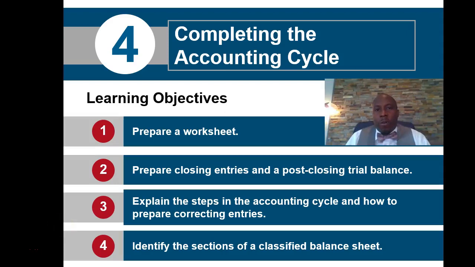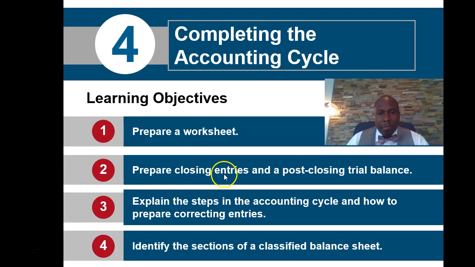Chapter 4 focuses on completing the accounting cycle. We will first prepare a form known as a worksheet. A worksheet is a form that companies may decide to use to capture the information needed to prepare their different types of financial statements. So we'll look at what's called the 5 columns of a worksheet and prepare all 5 of those columns.